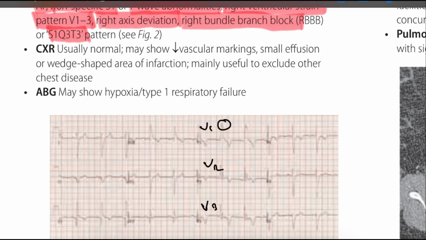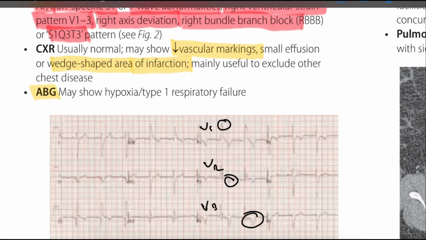Okay. So S1 you can see, and here in Q3 we can see Q3. Then after that here we can see T3. Okay, like that we can diagnose the pulmonary embolism. Then after that we have to do chest X-ray. In chest X-ray, usually it will show reduced vascular markings, and small effusion and wedge-shaped area of infarction, and it is mainly useful to exclude other chest disease and is often normal.